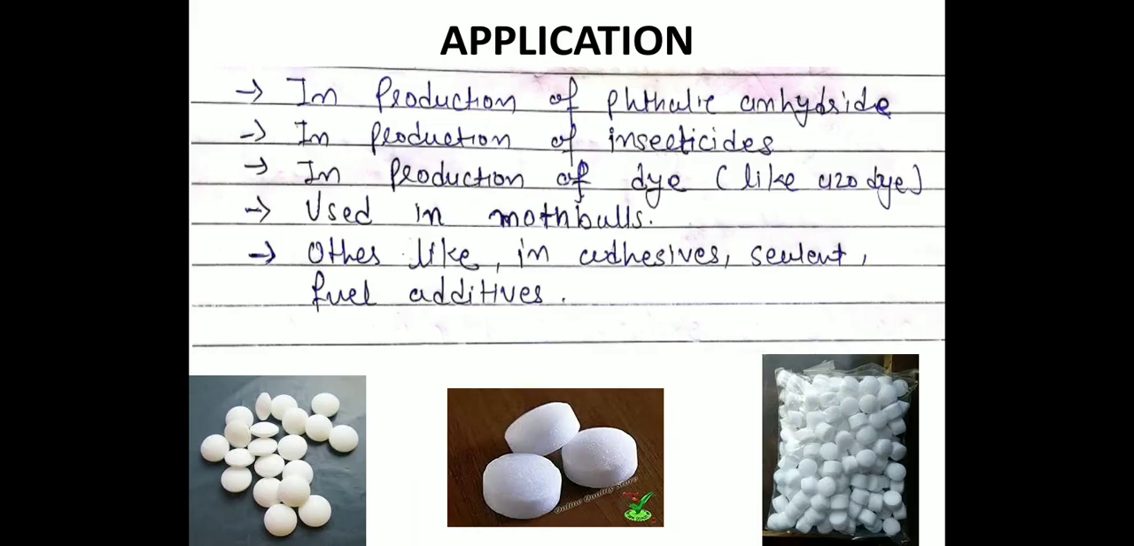Let me list out applications of naphthalene. The first and important application of naphthalene is in production of phthalic anhydride. Second application is in production of insecticide. It is also used in production of dyes like azo dye. It is used in mothballs. You can see in the picture, this we keep in our clothes, in our winter clothes, in our bathroom. And there are also other uses of naphthalene like in adhesives, sealants and fuel additives.